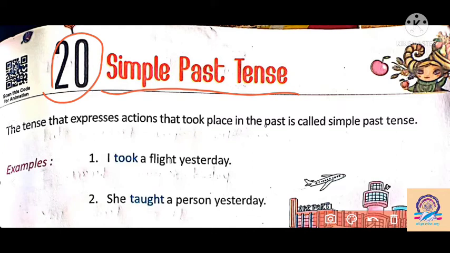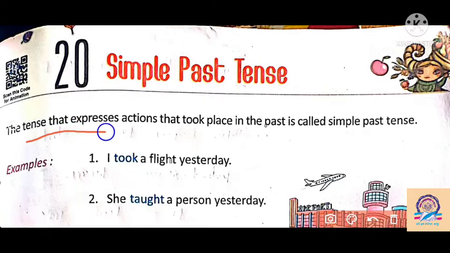So, what is tense? Tense means time here. And what is the use of the simple past tense? The definition is given here. The tense that expresses an action that took place in the past is called simple past tense. Once again, the tense that expresses an action that took place in the past is called simple past tense.